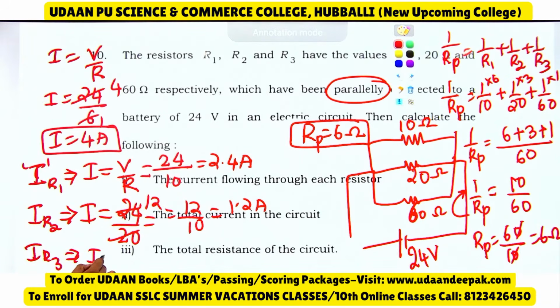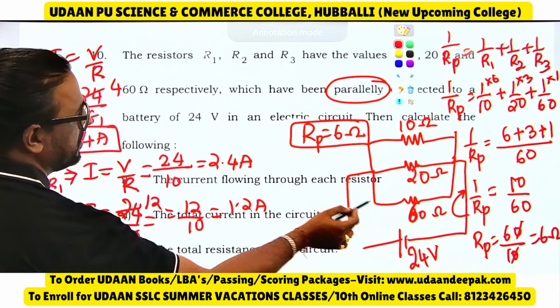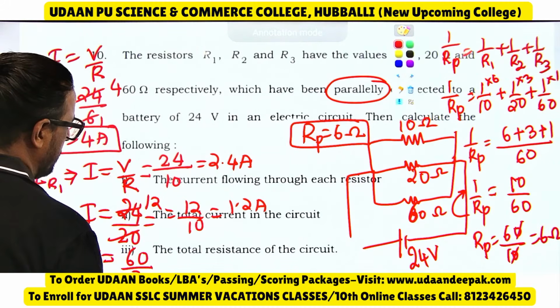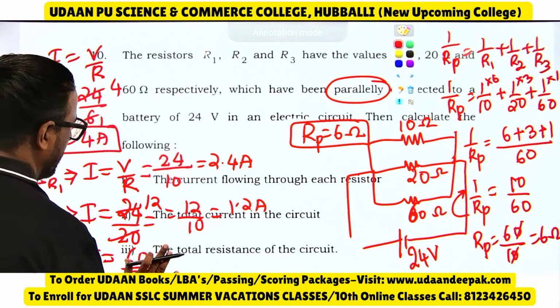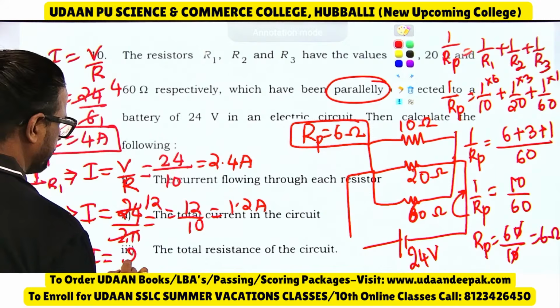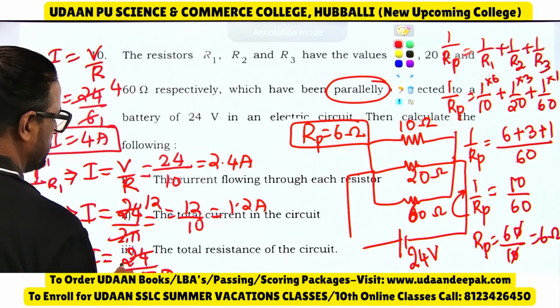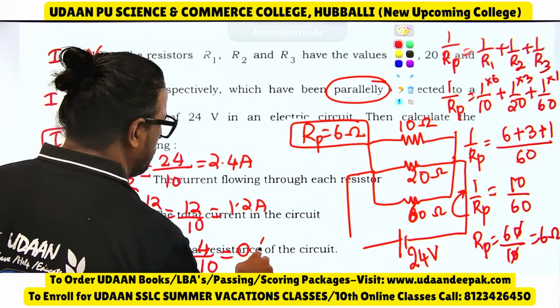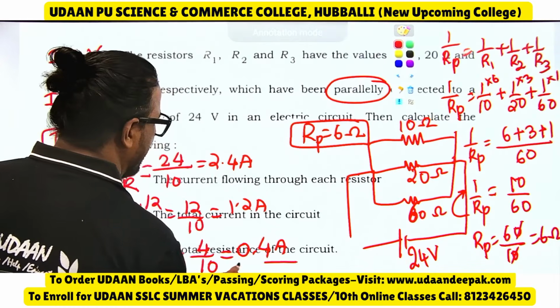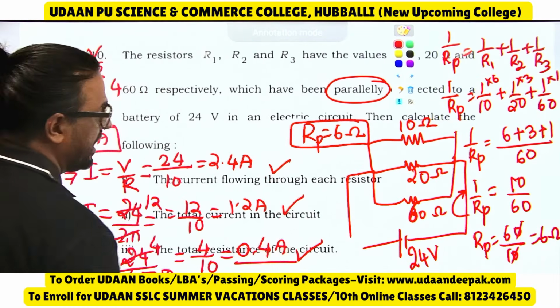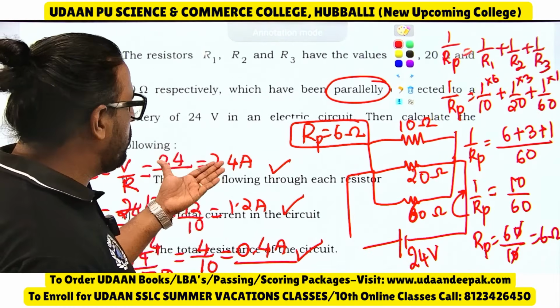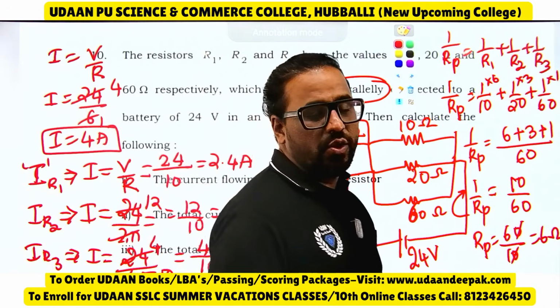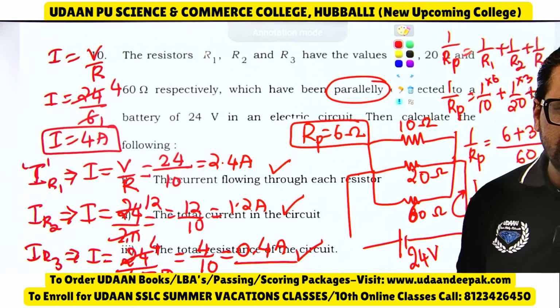So I is equal to V by R, which is 24 by 60. 6 tens are 60, 6 fours are 24. So it is 4 by 10; anything divided by 10 is the decimal point moved one place backward. So this is the current through each resistor: 2.4, 1.2 and 0.4. Okay, like this you should do.